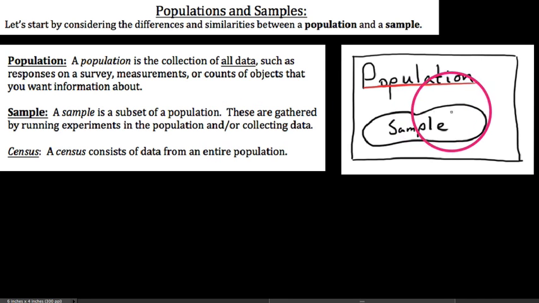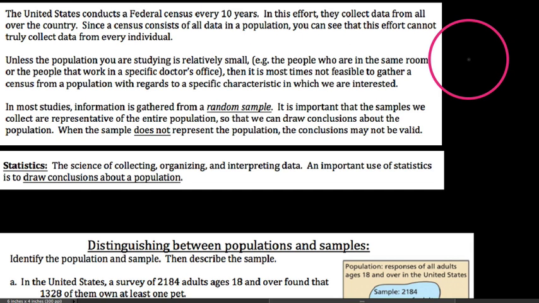or just collecting data from the population. And so when it comes to collecting data from the population, the first thing I want to confront here is this word census. The idea of a census is something that consists of the data from an entire population. You may have heard this word before, at least if you're from the United States. Every 10 years we conduct a census. And in this effort, the federal government wants to collect data from all over the country concerning age, income, geographic location, language, these types of things.